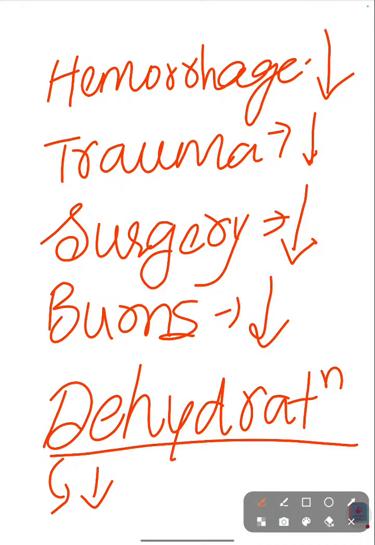So this is an example of hypovolemic shock. What will happen? The effective circulating blood volume will decrease. Then the venous return to the heart will decrease. Then cardiac output will decrease, the blood flow will decrease, and the supply of oxygen will decrease. There is anoxia, there are inflammatory mediators, and there is shock.